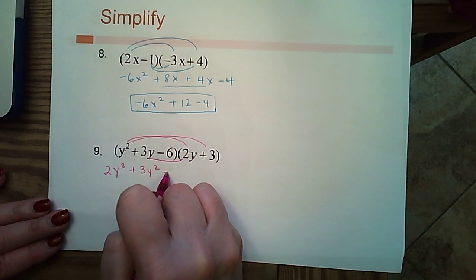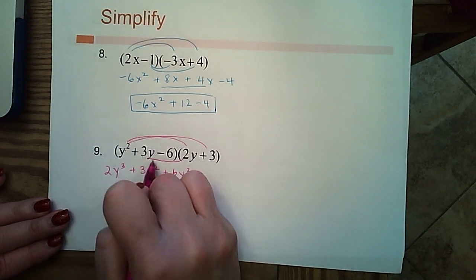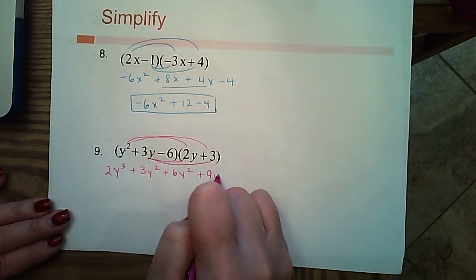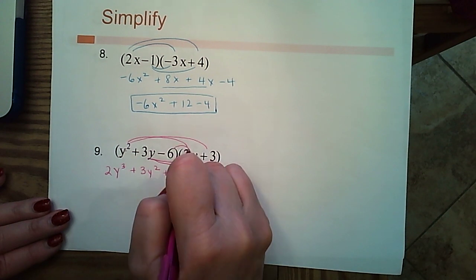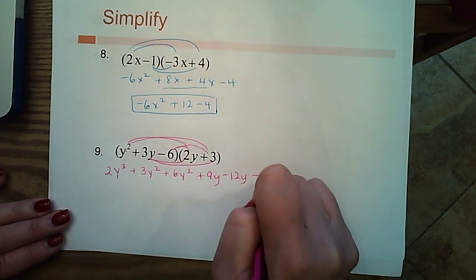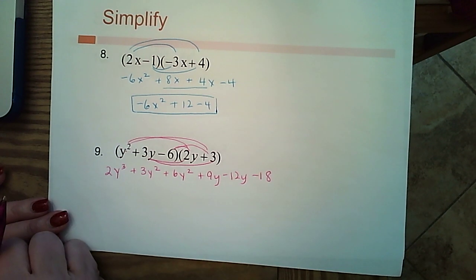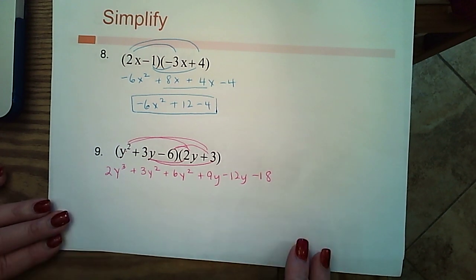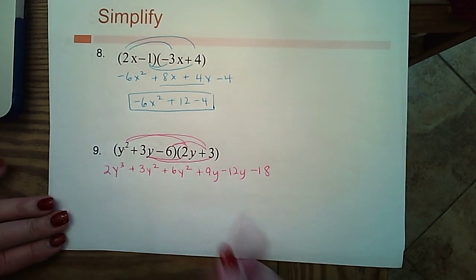3y times 2y is 6y squared, plus 9y, minus 12y, minus 18. Just a little longer version of what we're doing, not hard or complicated. You all are super smart. You know what you're doing.